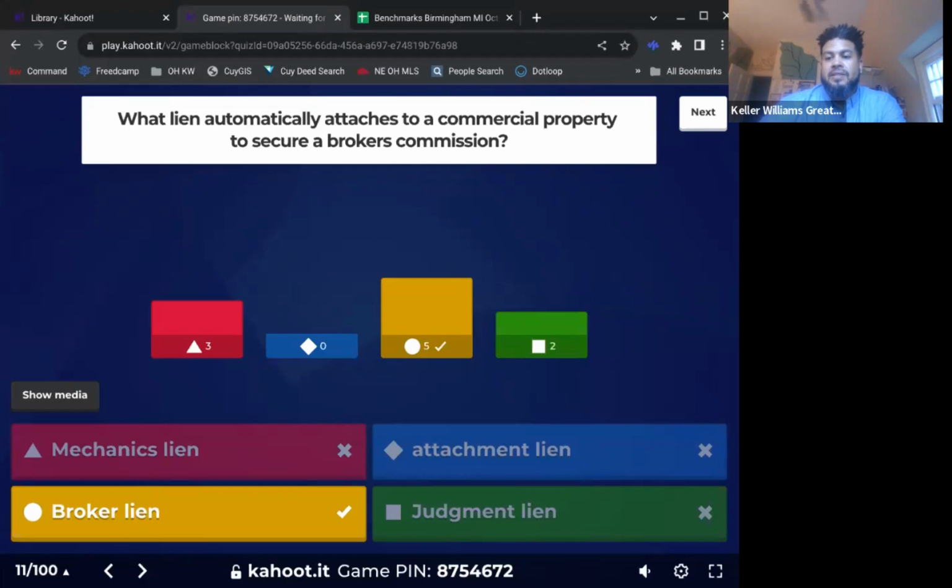I got yeses. And I got a no from Sharita. And Sharita would be correct. No. Broker's liens are only for commercial. So only commercial property would a broker's lien be attached to. And again, if it's about a broker's commission, it's a broker's lien. It's an easy one to remember. Broker's lien on commercial. If the broker is securing their commission on a commercial property, they put a broker's lien on it. So it's in the name.